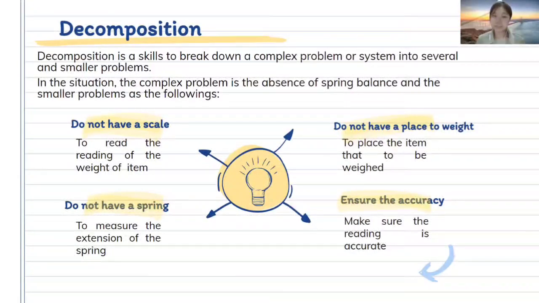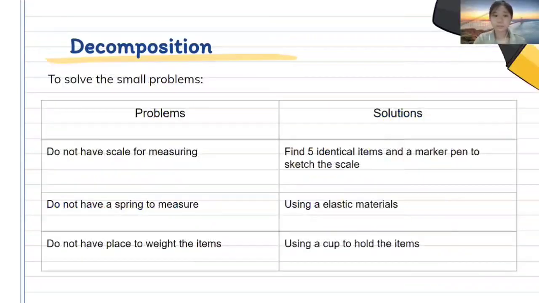The first is decomposition. Decomposition is a skill to break down a complex problem or system into several smaller problems. In this situation, the complex problem is the absence of a spring balance, and the smaller problems are the following. First, I do not have a skill to read the weight of the items. Second, I do not have a place to weigh the items. Third, I do not have a spring to measure the extension. And last, I also need to ensure the accuracy, to make sure that the reading of the item is accurate.